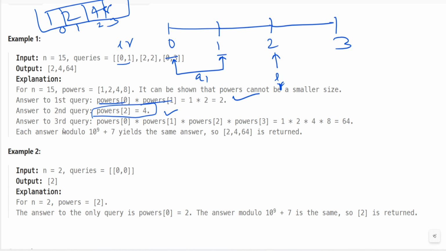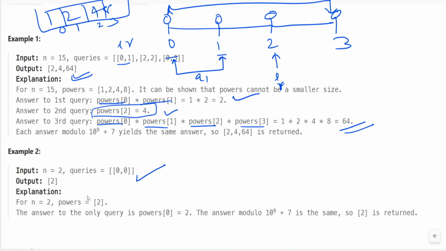Then the answer to the third query is from 0 to 3, right? Means how many we have to take. This one we have to take, this one, this one, and this one. So all we have to take, power 0, power 1, power 2, power 3, all we have to multiply, and then we'll get 64. And that is why the answer is coming 2, 4 and 64.